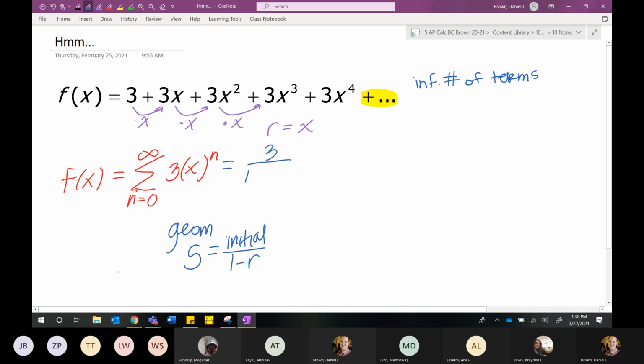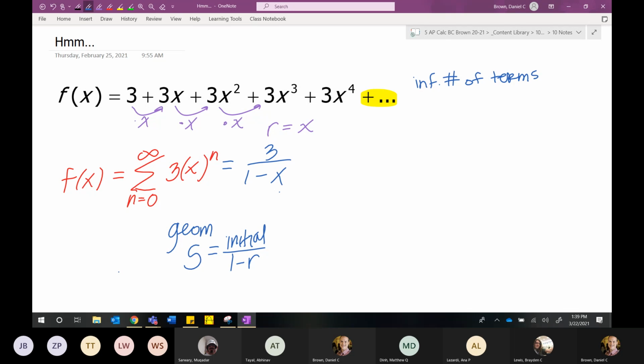3. 1 minus our r value, which is x, which is going to give me this function 3 over 1 minus x. So the big overarching idea for this topic is we have a rational function, which is kind of like a complicated function, if you will. It has asymptotes. We can express that rational function as an infinite polynomial. So I do want to look at this. This infinite polynomial you're looking at is not approximately 3 over 1 minus x. It is the graph of 3 over 1 minus x.